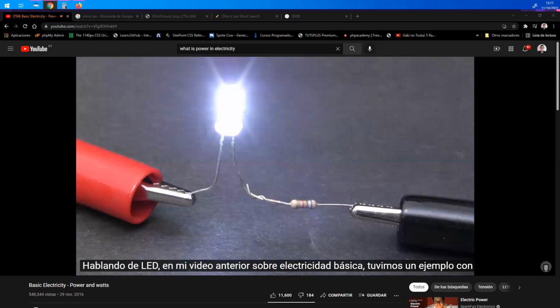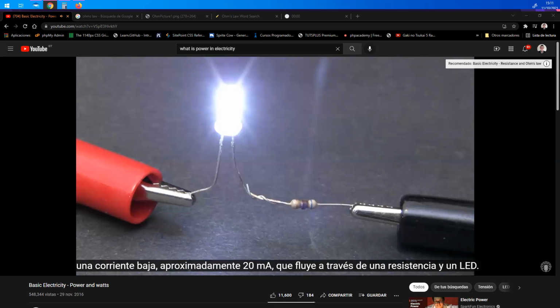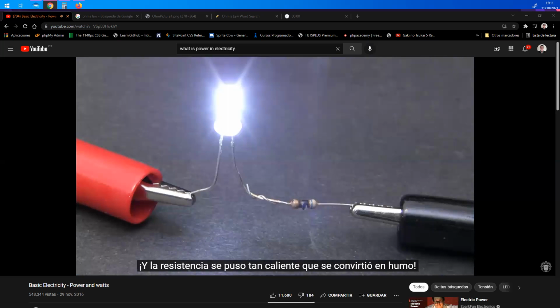Speaking of LEDs, in my previous video on basic electricity, we had an example with a low current, roughly 20 milliamps, flowing through a resistor and an LED. And the resistor got so hot that it went up in smoke. Now that we know about electrical power, we can explain why this happened.